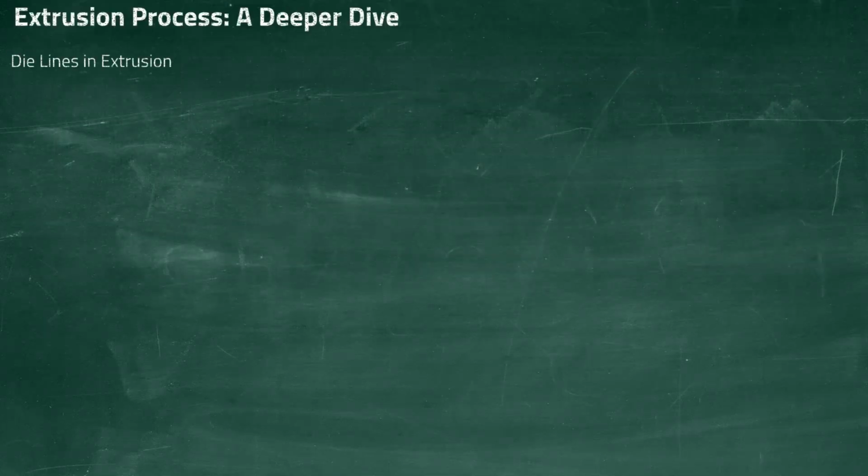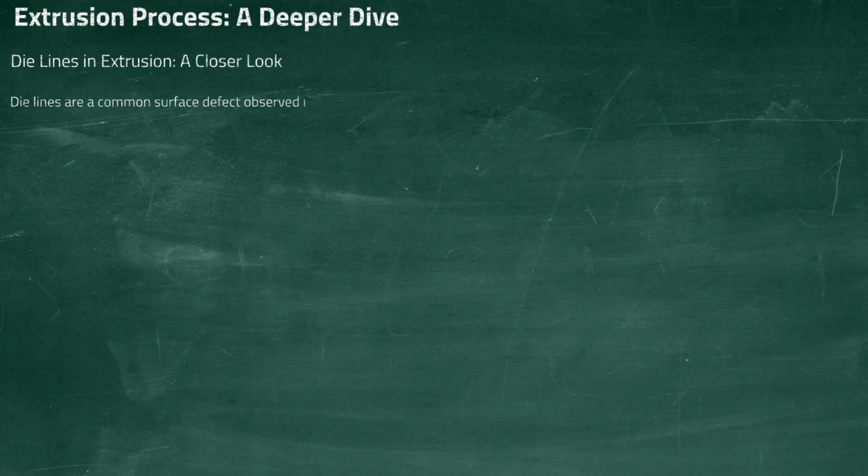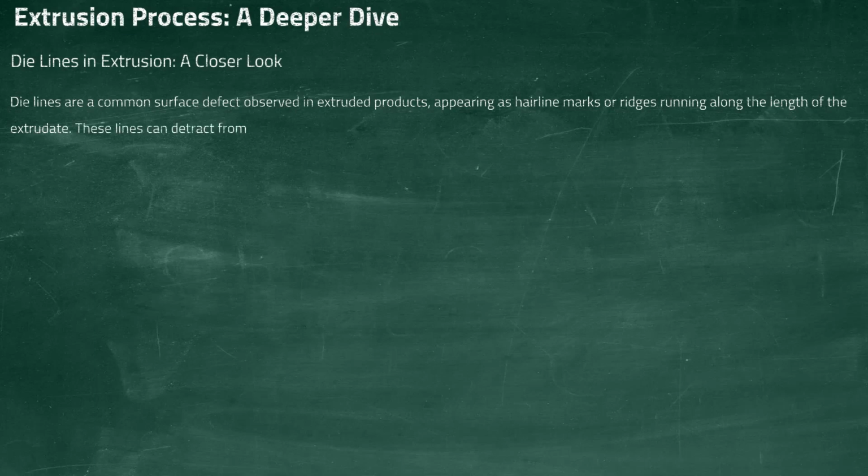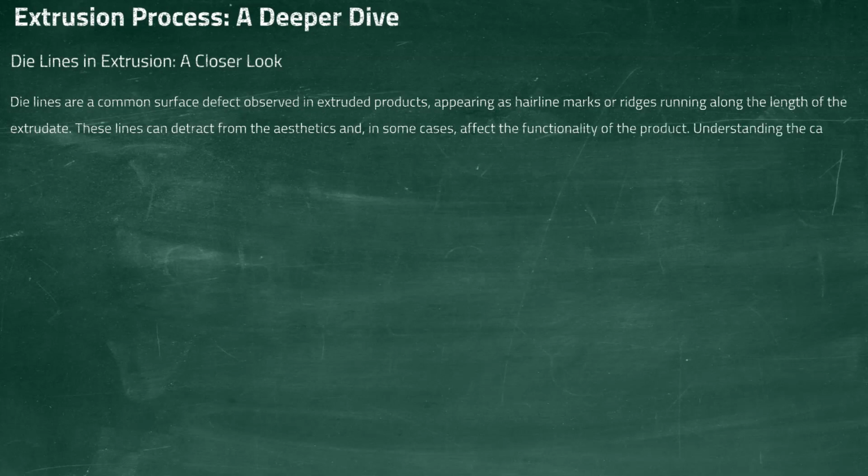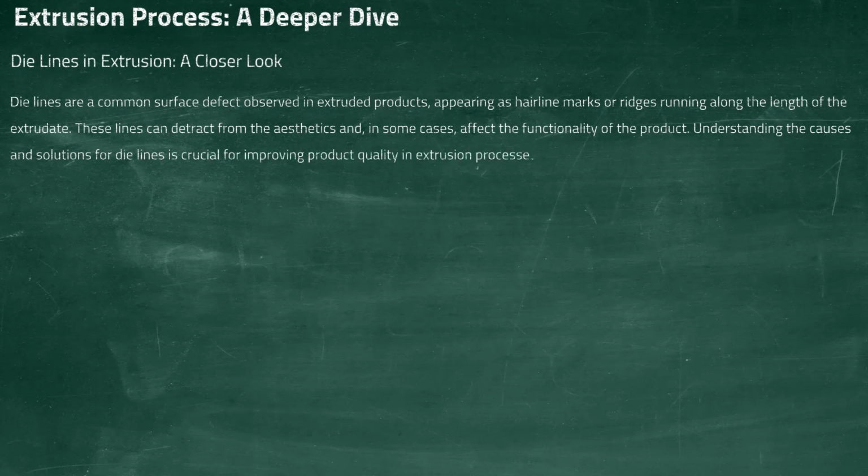Die lines in extrusion, a closer look. Die lines are a common surface defect observed in extruded products, appearing as hairline marks or ridges running along the length of the extrudate. These lines can detract from the aesthetics and, in some cases, affect the functionality of the product. Understanding the causes and solutions for die lines is crucial for improving product quality in extrusion processes.